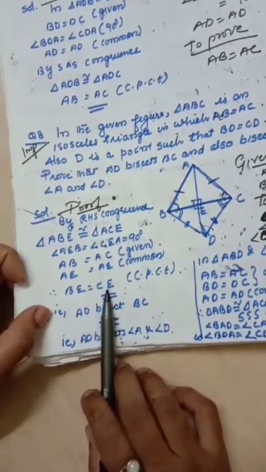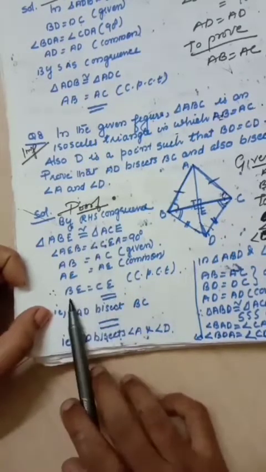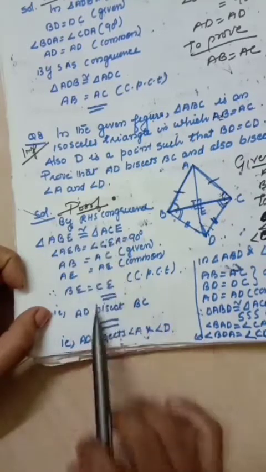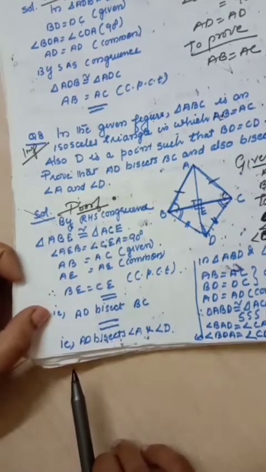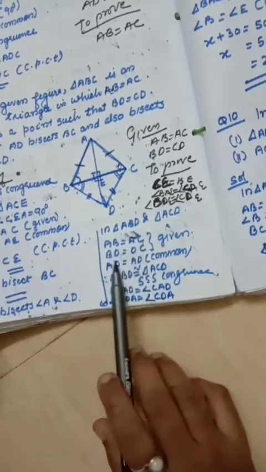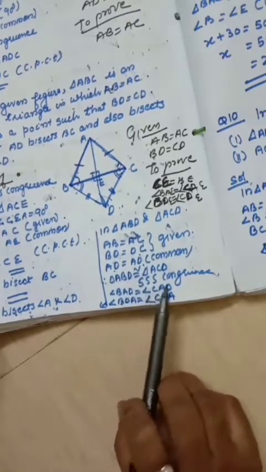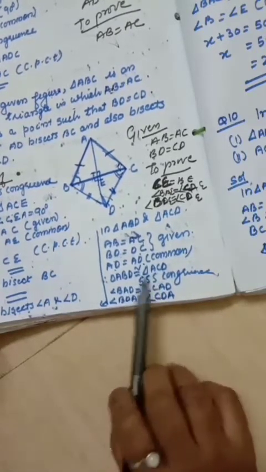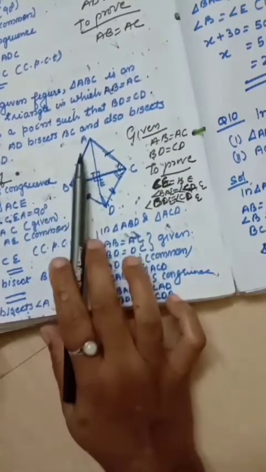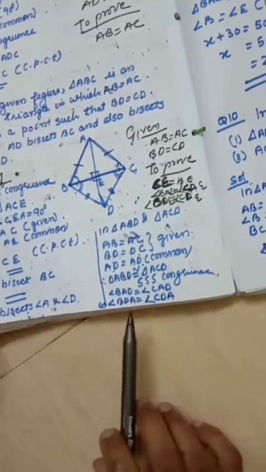BE equal to CE, how? Congruent triangles, corresponding parts: BE equal to CE, second and third letter, here also second and third letter. In triangle ABD and triangle ACD, AB equal to AC, BD equal to DC, AD equal to AD common. By SSS congruency, you are getting triangle ABD is congruent to triangle ACD.